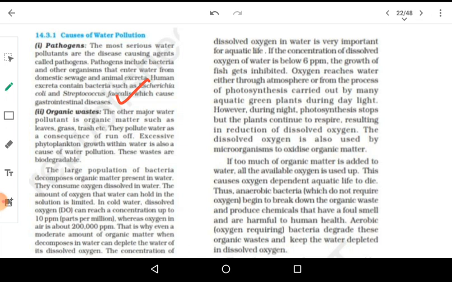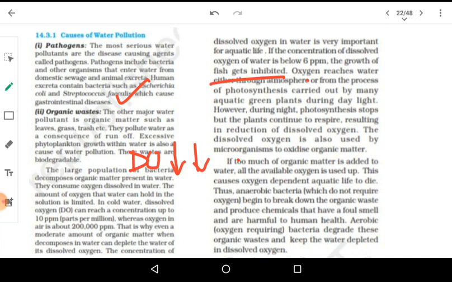As a result, they are going to consume oxygen which is dissolved in the water, and as a result the amount of dissolved oxygen is going to decline. DO will decline, and as a result the aquatic life does not have enough oxygen to survive, and when they have no oxygen to survive they die off. So the growth of fish gets inhibited.